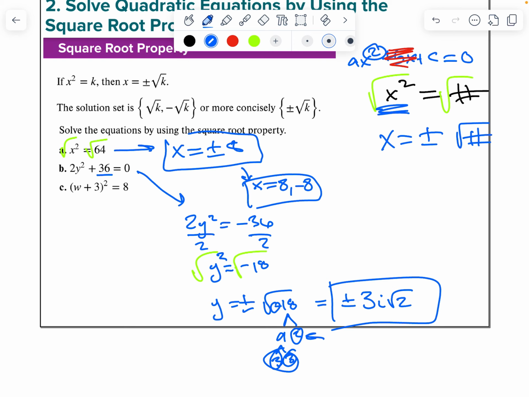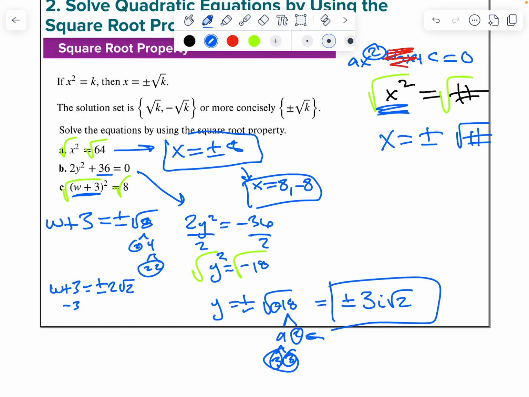We have one more, and this one's a little bit special, where we have a group squared. That's still perfectly fine. If we have a group squared equals just a number, we can square root that whole group. And when we do it, we have anything squared. If you take the square root of it, you just get that thing out, and a plus or minus on the other side. Breaking this down with a factor tree, w plus 3 equals plus or minus 2 square root of 2.